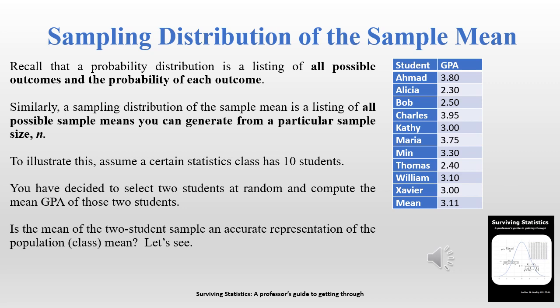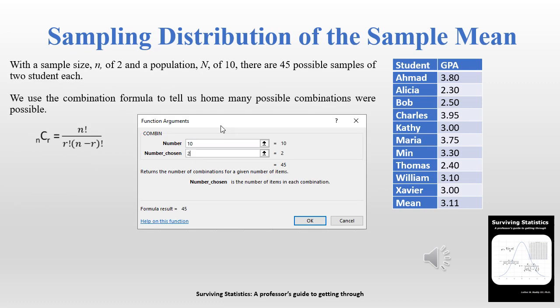Let's assume, as this table shows, that we have a statistics class with 10 students in it. We've decided to select 2 students at random and see if the mean of those 2 students is close to the population mean. In this case, notice that we have a mean of 3.11. Just keep that in the back of your head and we'll see if a 2-individual sample can represent that accurately. Because the sampling distribution of the sample mean is going to represent all possible samples that we can take, we need to determine how many different samples we can get with 2 individuals.